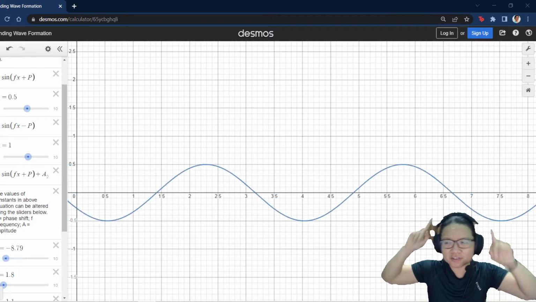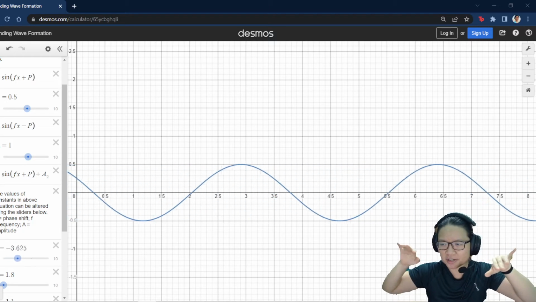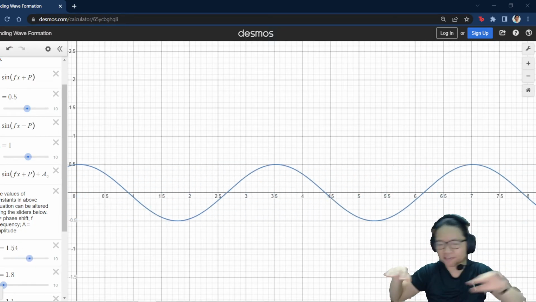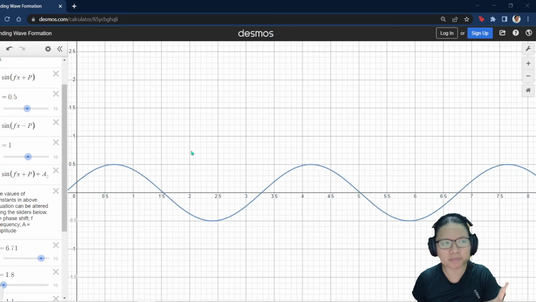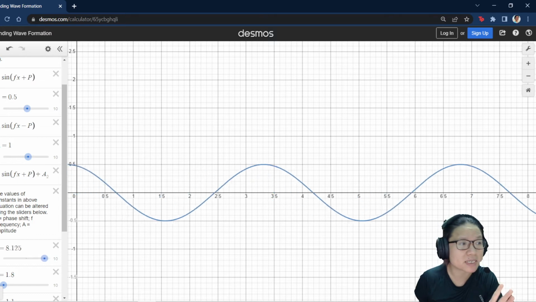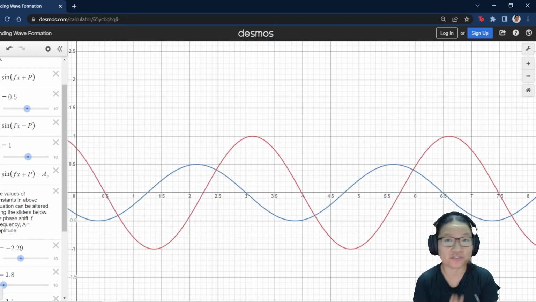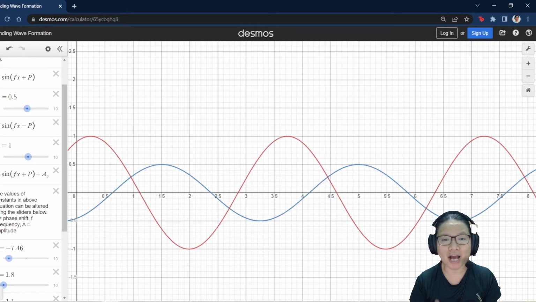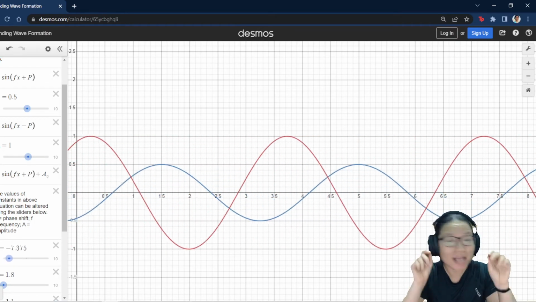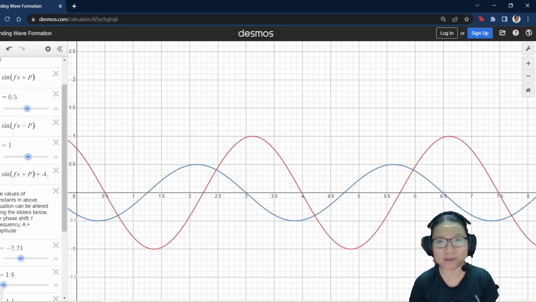You notice this wave is really alone. It's just chilling here, moving left, moving right, like shuffling left and right. Now, what happens when this wave meets another wave? This will be the focus of this entire topic. We are going to answer the question, what happens when two waves meet together?